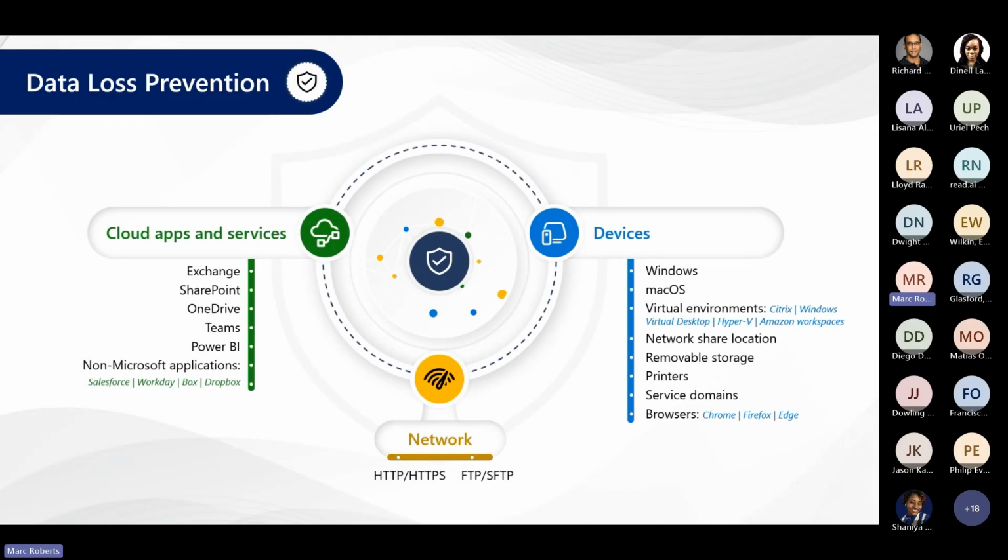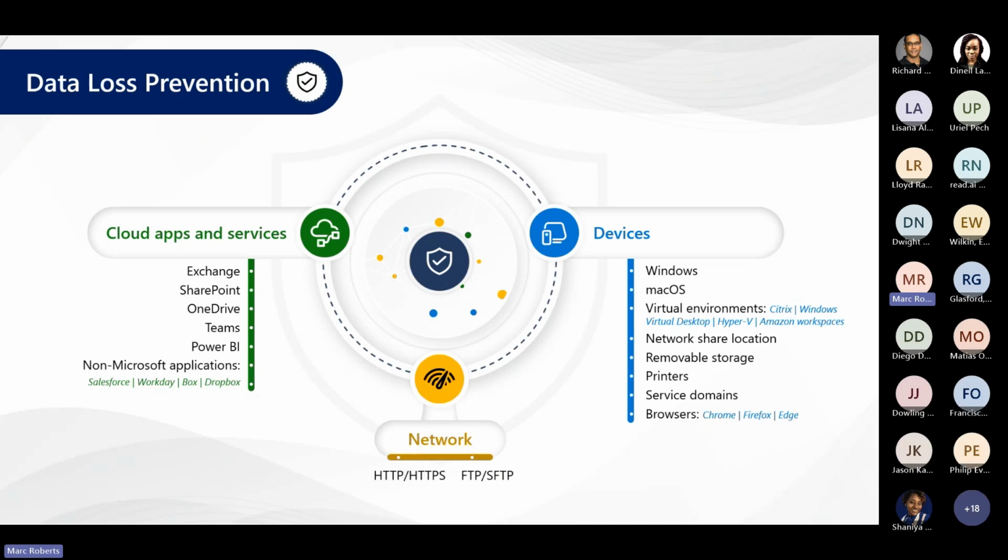So data loss prevention with Microsoft Purview enables organizations to detect and prevent the unintentional sharing of sensitive information across your cloud apps, devices, and networks. As shown on this slide, DLP covers Microsoft 365 services like Exchange, SharePoint, Teams, and OneDrive, as well as popular non-Microsoft platforms like Salesforce and Dropbox.